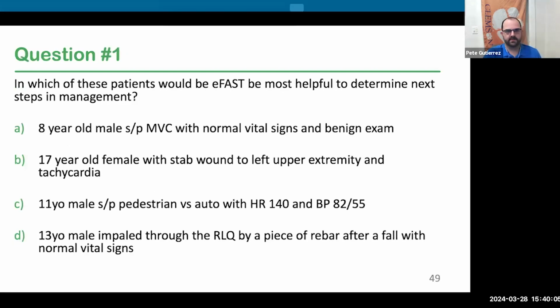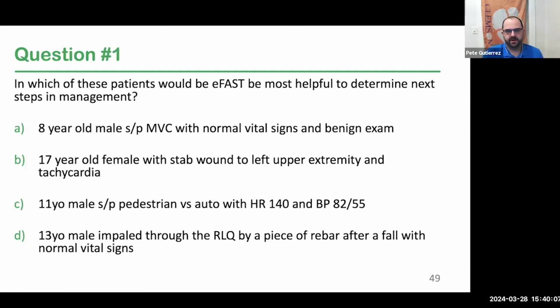And so a couple questions. Question one, in which of these patients would the EFAST be most helpful to determine next steps in management? I'll give you a few minutes to read through those.